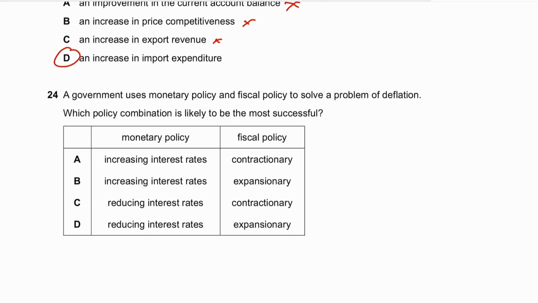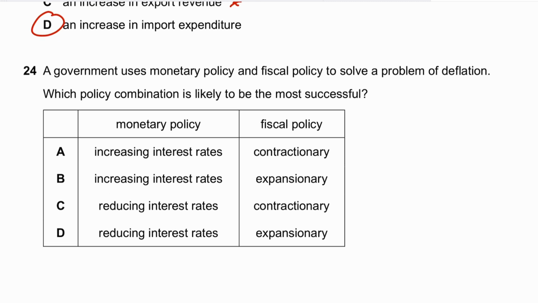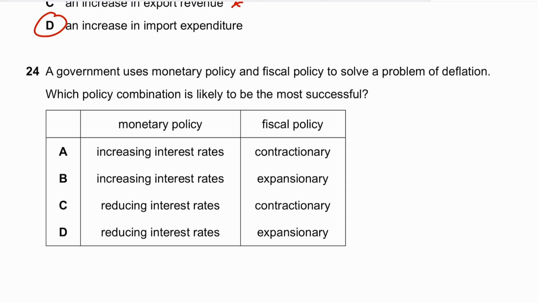Question number 24 says, the government uses monetary and fiscal policy to solve the problem of deflation. Which policy combination is likely to be more successful? Very easy question. The correct answer for this should be D for David, because reducing interest rates is an expansionary monetary policy along with expansionary fiscal policy. Both would corroborate each other to stimulate aggregate demand and bring the economy out of recession. Hence D is the correct answer.